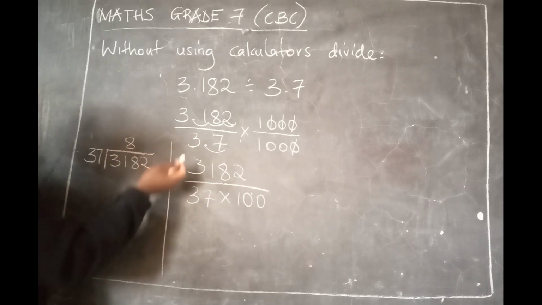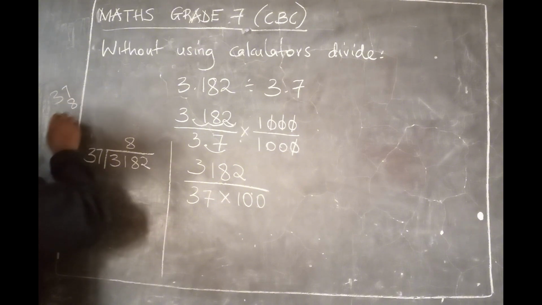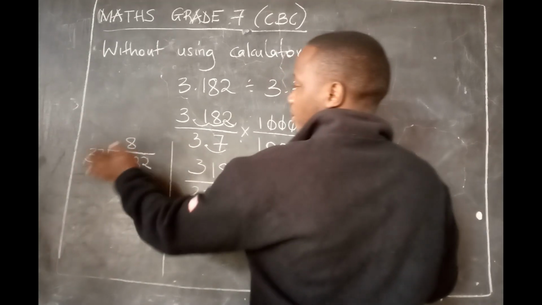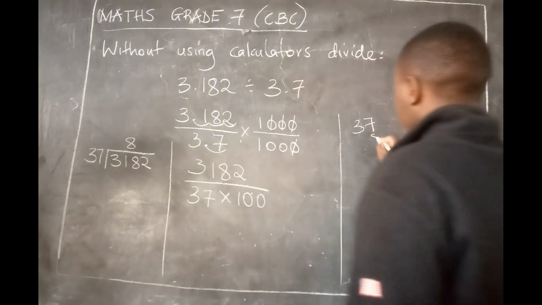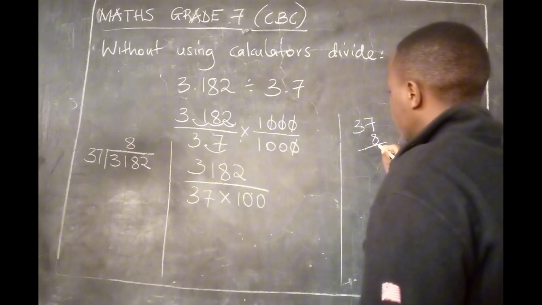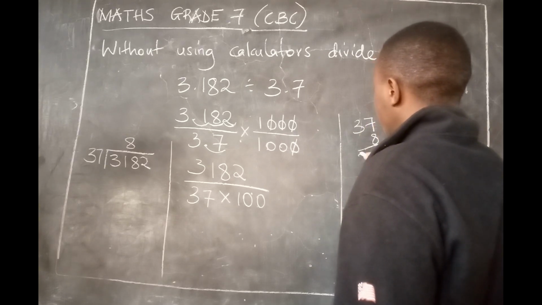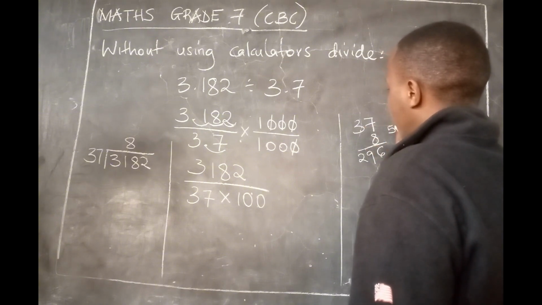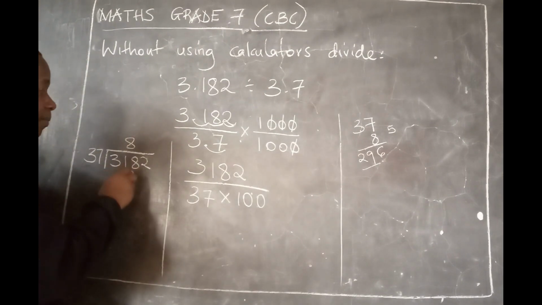Okay, you can just multiply it from somewhere. Let's say 37 by 8. Let me write it here. So I'm multiplying 37 and 8 so that I can find this. 7 times 8 is 56. 8 times 3 is 24, plus 5 is 29. So it is 296. So 37 divides 318 8 times because of 296.